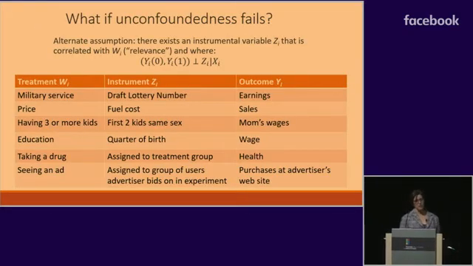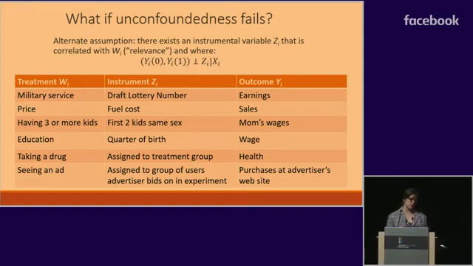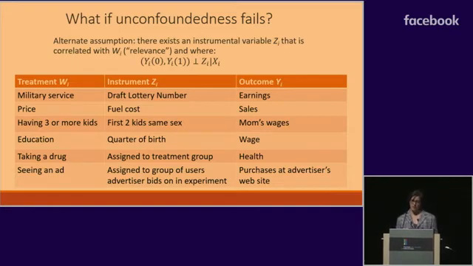Now I want to talk about instrumental variables. And this is something that you can use if unconfoundedness fails. And I would say this is actually a much more popular method in the social sciences.